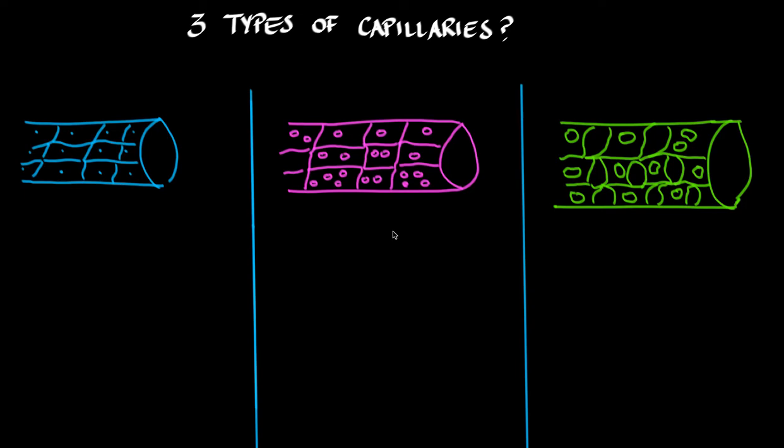So now let's go ahead and compare between the three types of capillaries. The first one we're going to look at is what we call the continuous capillary. Continuous capillaries are actually the most numerous in the body.